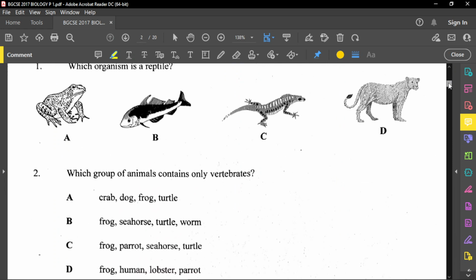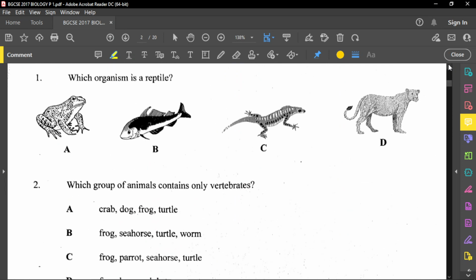All right, let's jump into question number one. Question number one reads, which organism is a reptile? A is an amphibian, B is a fish, and so C will be our answer as a reptile. D is a mammal.